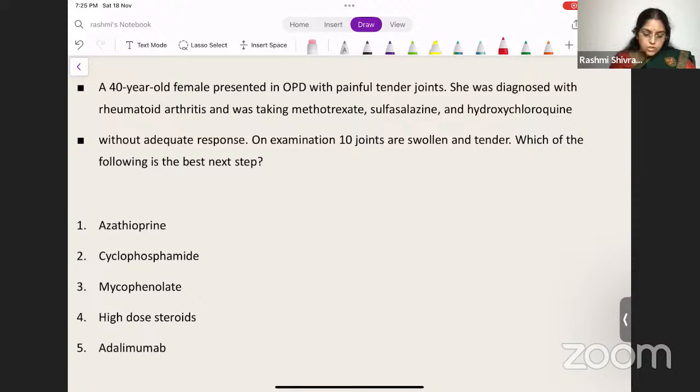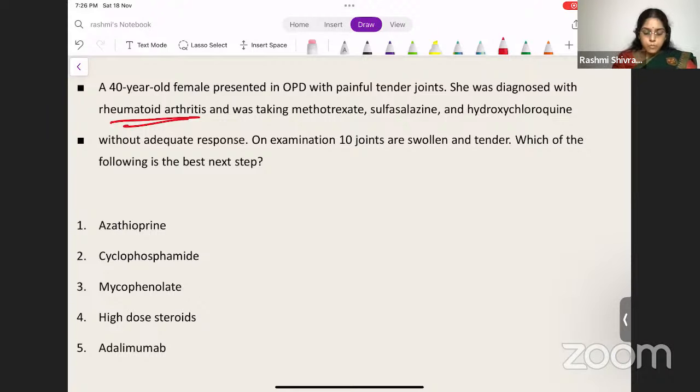Okay. So, this is a 40-year-old lady who has presented with painful tender joints. They have already given you the diagnosis. It is rheumatoid arthritis. Okay. What was she already taking? She's already on DMARDs. She's taking methotrexate, sulfasalazine and hydroxychloroquine. But the response is poor. 10 joints are involved. Right. What is the next step? What is the next level of drug that you should be giving?